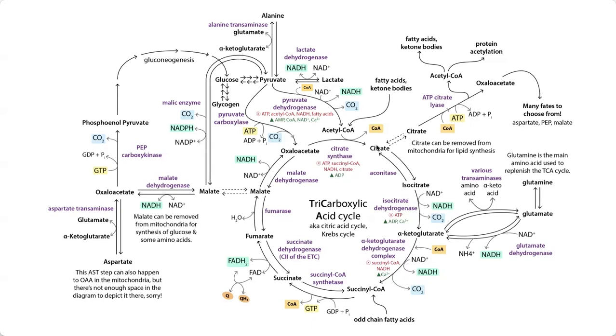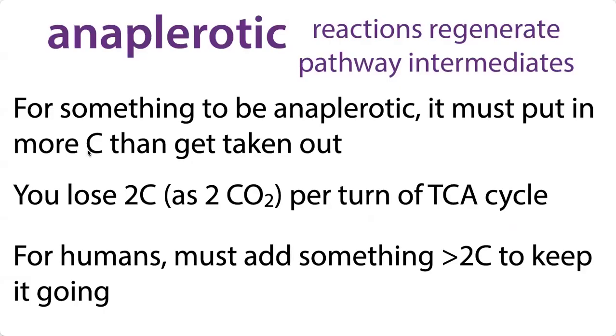Now imagine, however, that you put in something that was later on in the pathway. Instead of putting in just acetyl-CoA, say you put in citrate. Citrate, remember, is 6 carbons. So if we put in citrate, now we're good to go. We're adding in 6 carbons, but we're only taking out 4. And so voila, we can replenish this pathway. This is an example of what we call an anaplerotic component. For something to be anaplerotic, it must put in more carbons than get taken out.